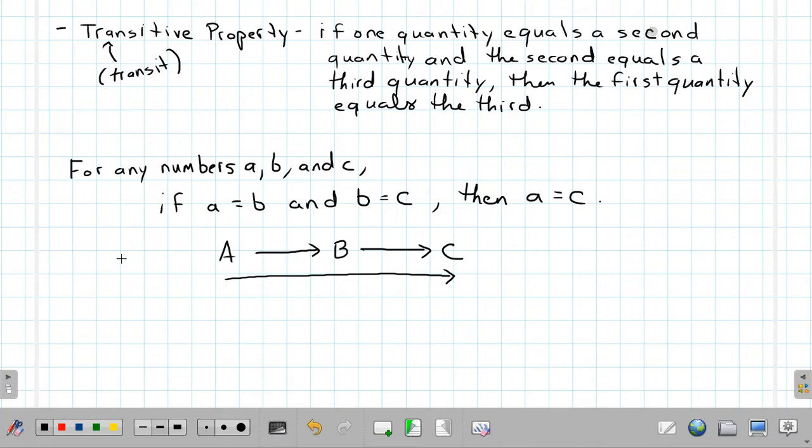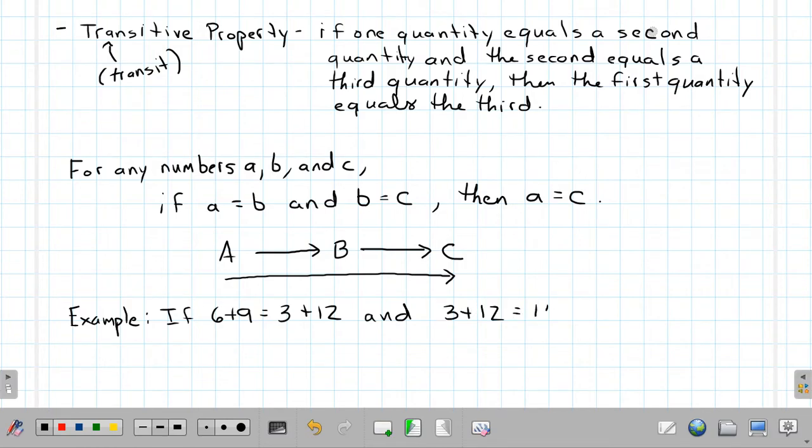So for example, if 6 plus 9 is equal to 3 plus 12, and 3 plus 12 is equal to 15, then we know that 6 plus 9 also equals 15.